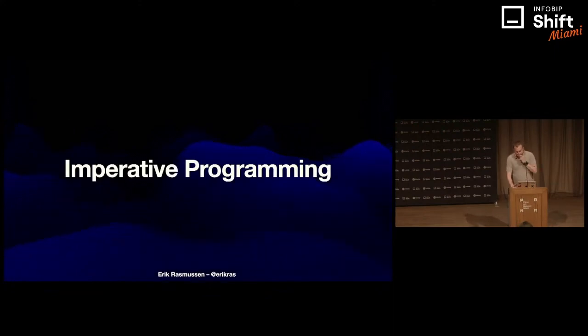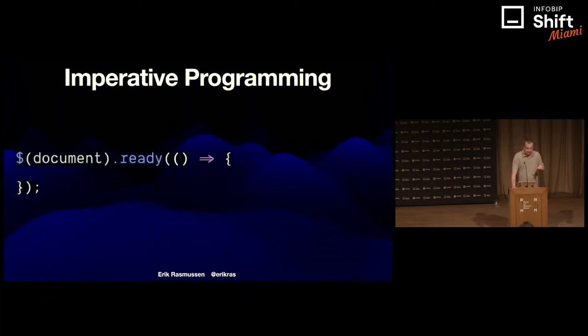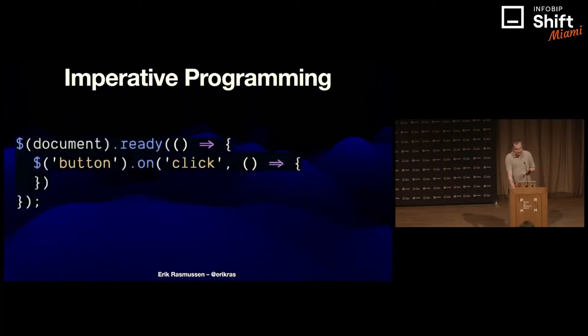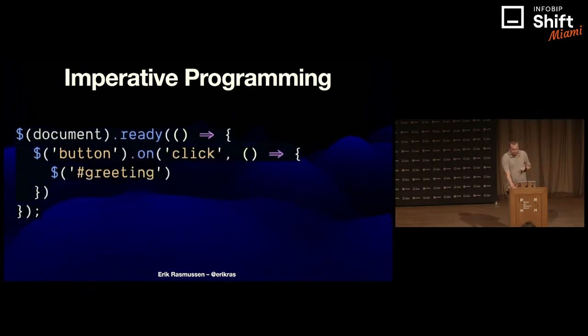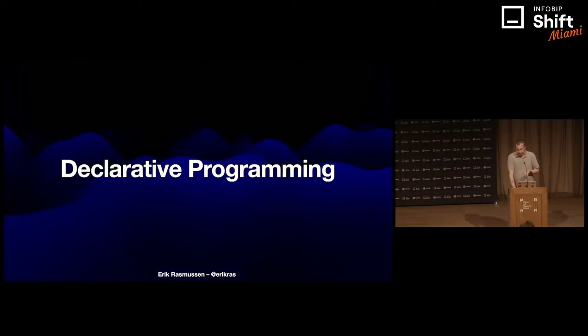Imperative programming is where we tell the computer how to accomplish a task. So back in the ye olde jQuery days, we would have to do something like this. When the document is ready, find the button, register a click listener on the button, so that when that is clicked, we find the greeting element, and then we add a class to that element. And if we wanted to remove the class on the next click, well, you'd have to code that yourself. It's just exhausting. Luckily, then came declarative programming.